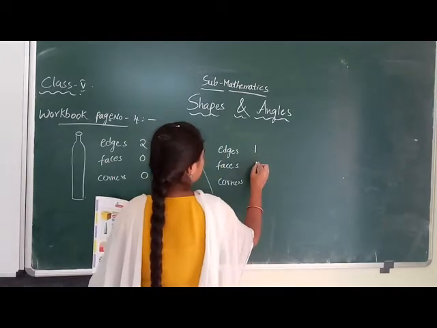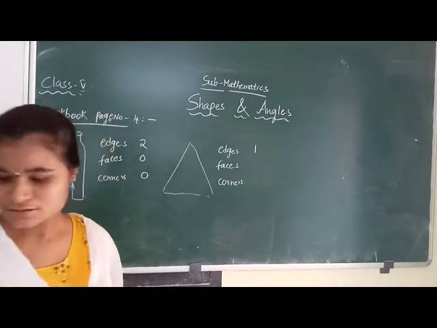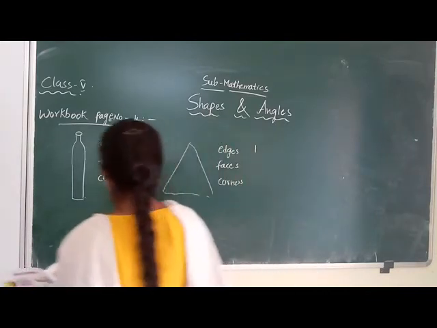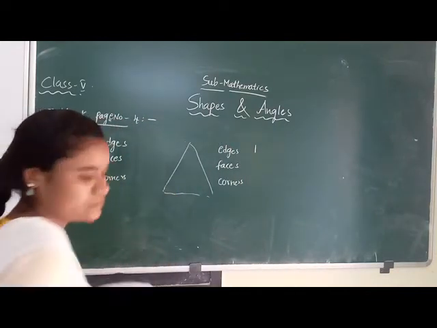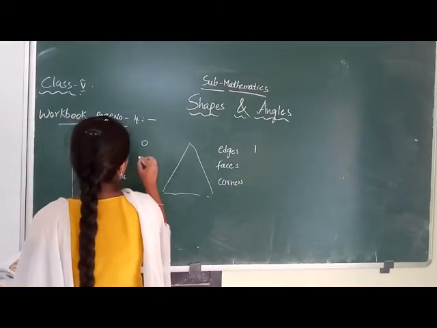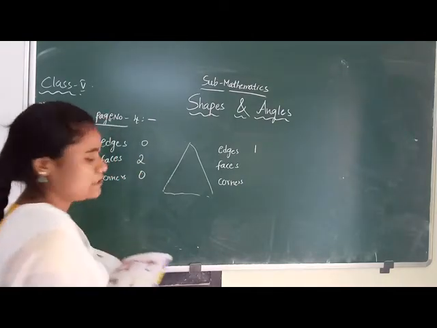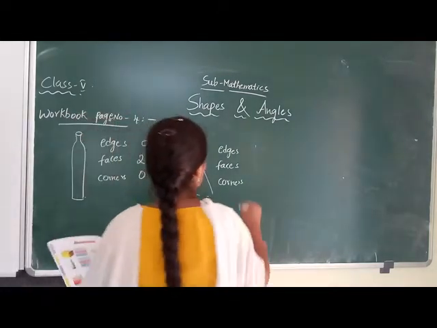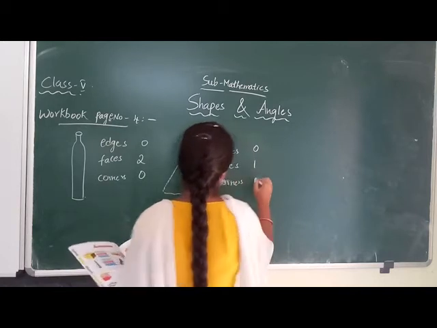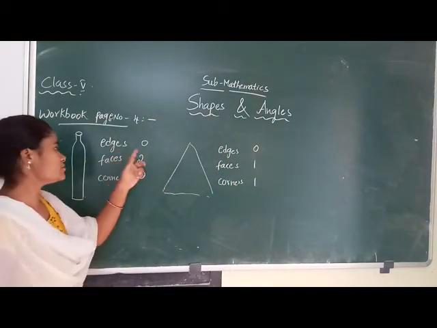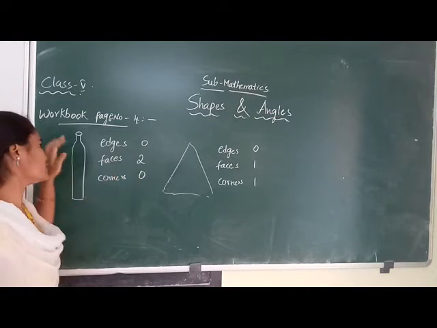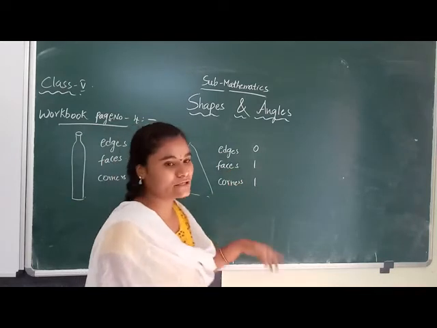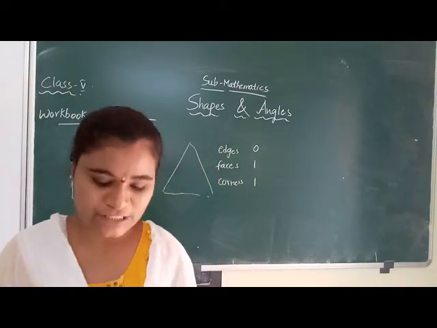In cylinder, 0 edges, 2 faces, 0 corners. In cone, 0 edges, 1 face, 1 corner. Okay, ma'am. See, in cylinder, 0 edges, 2 faces, 0 corners, and in cone, 0 edges, 1 face and 1 corner. Okay. So first section completed.